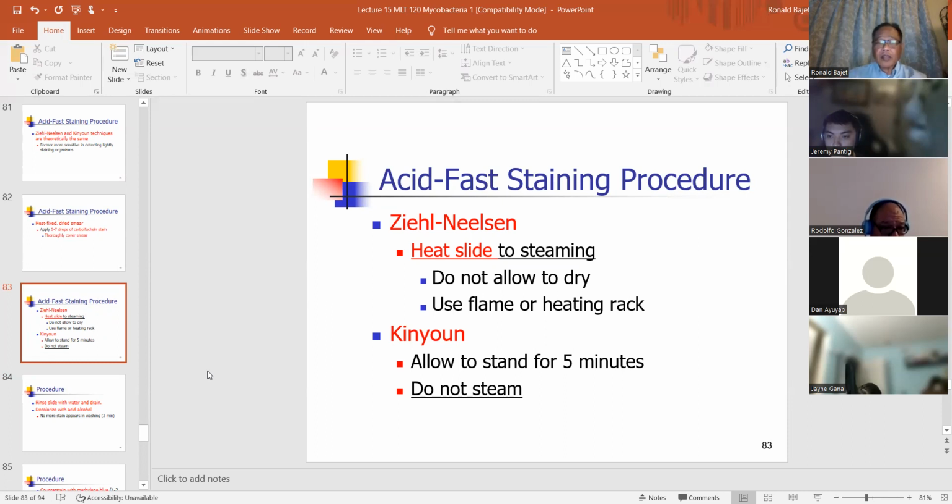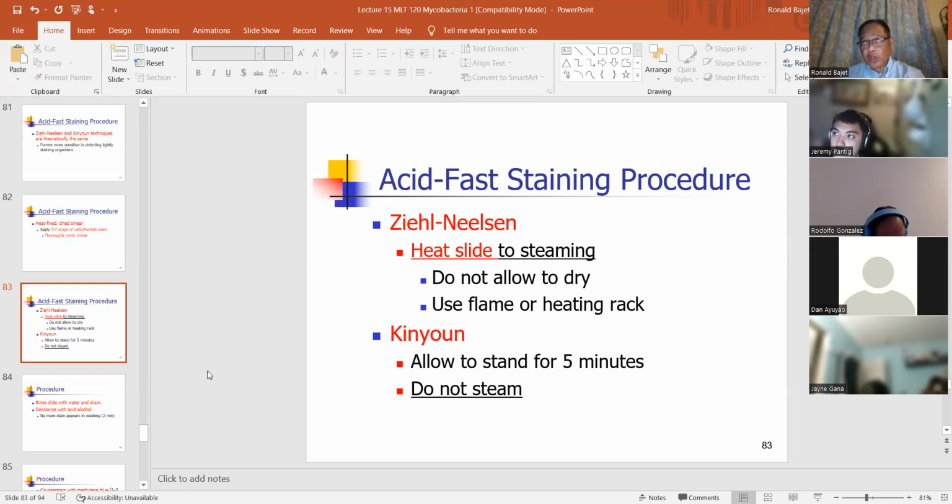Ziehl-Neelsen is hot, but they both use carbolfuchsin. So in the Ziehl-Neelsen, you have carbolfuchsin on your smear. And when it's on your rack, you take a flame, and we'll probably use wooden applicator sticks. You'll get a flame going, and then you'll pass the flame underneath the smear until you see steam.